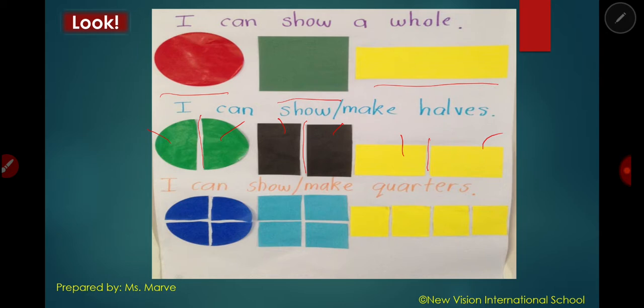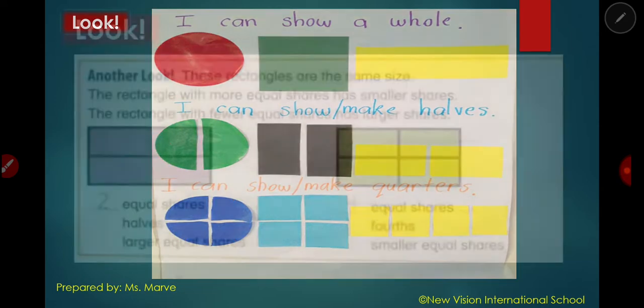How about when you cut it into 4? Just draw a horizontal line. Okay? You have this 4 of the whole. You have 4 of the whole square. You have 4 of the whole rectangle. This is what it means to say fourths or quarters.